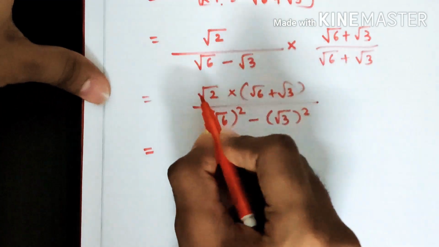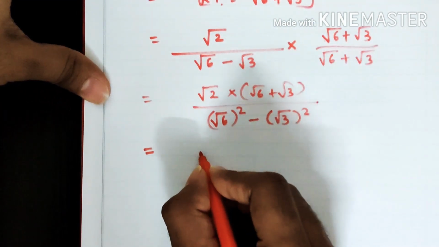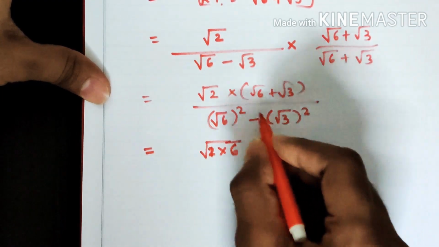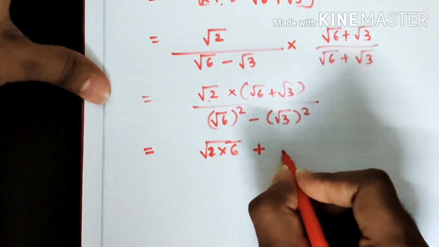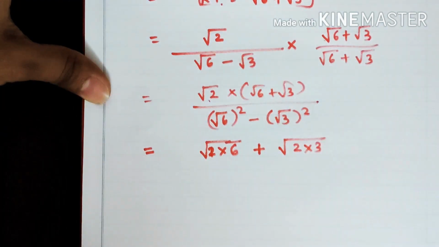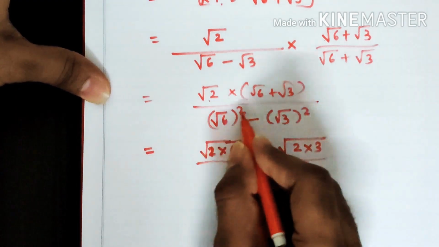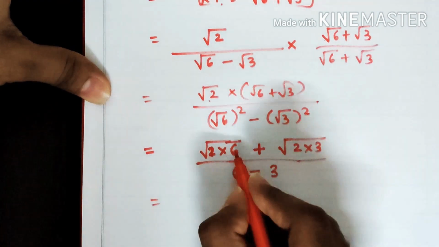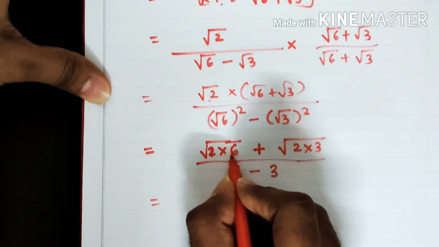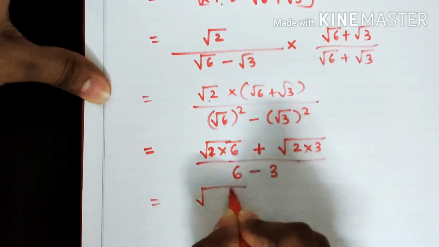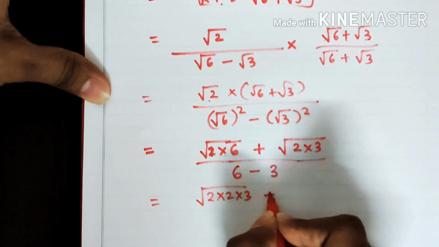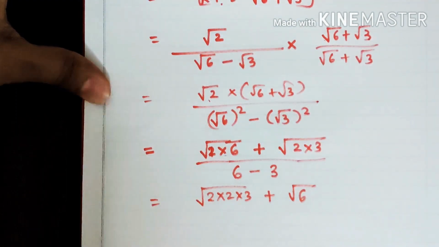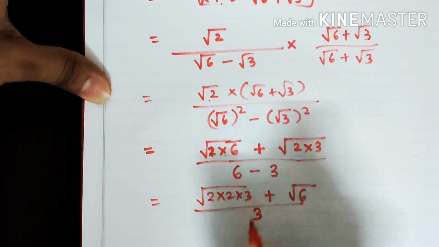Here in the numerator, root 2 multiplied by root 6 will make root 2 multiplied by 6 plus root 2 multiplied by root 3. This way we can write. In the denominator, root 6 square will be 6, root 3 square will be 3 only. Now here we can split this: 2 multiply 3, so 2 multiply 3. We cannot split them because they are already prime numbers. So it will become root 6. Denominator: 6 minus 3 will make 3.